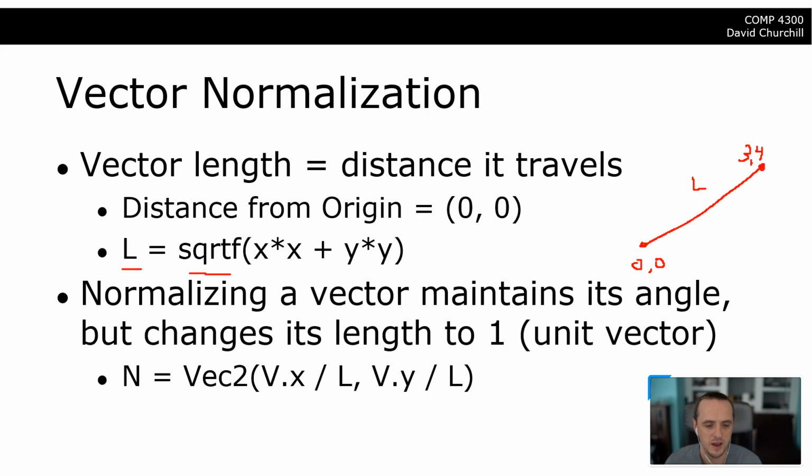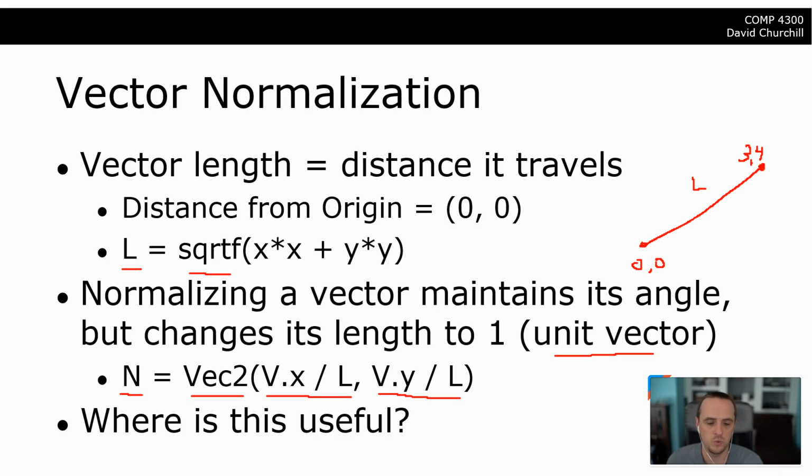So if we want to normalize a vector, we take a vector and we're going to shrink it to length 1, but we maintain its angle. So to normalize a vector, you're essentially taking a vector and turning it into a unit vector, which is important for some cases. Normalizing a vector maintains its angle but changes its length to 1. So it makes it a unit vector. So the normal vector n, given a vector v, is going to be a new vec2. It's going to be the x component of the vector divided by the length and the y component of the vector divided by the length.